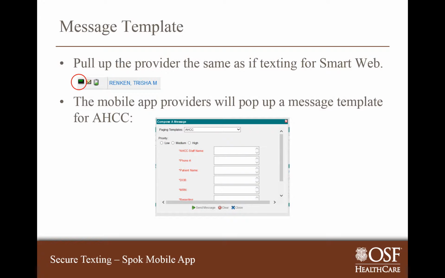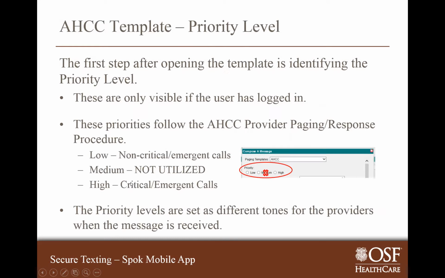So it's going to pull up a provider, the same as if texting for SmartWeb for this process. So you're going to go to the name and the little pager icon. The mobile app providers will pop up with a message template for the After Hour Call Center. The first thing you need to do after opening the template is identify that the priority level is visible, because that's only going to be there if you remember to log in. If you did not log in, you will not have this option for priority choices, and that's really important as we move forward.